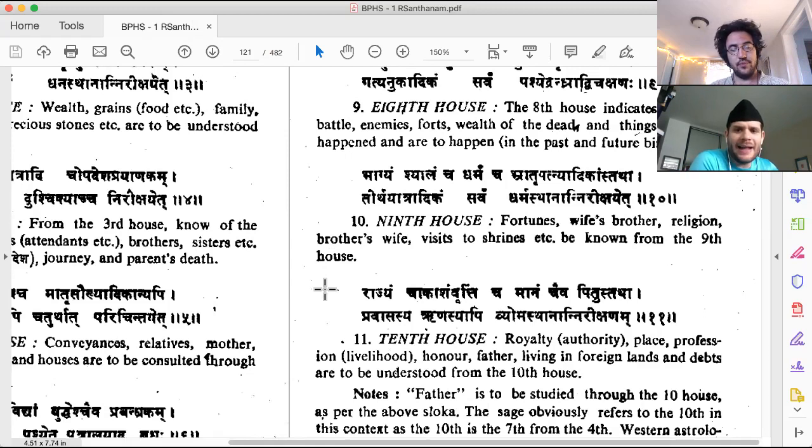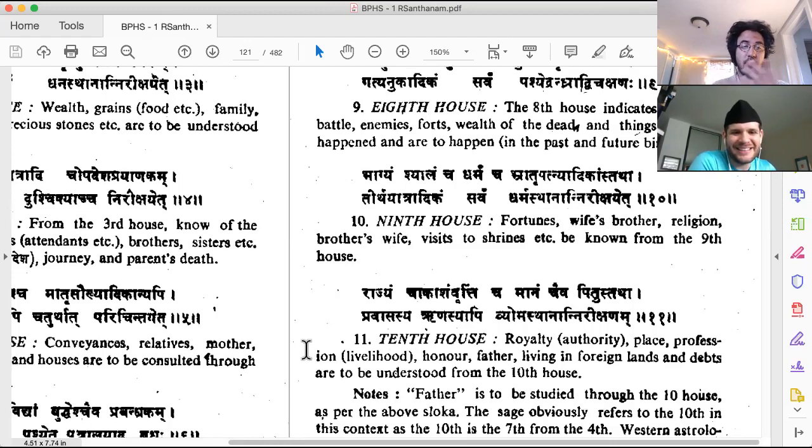And let's explain wife's brother, because it's the 3rd from the 7th, and brother's wife, because once again it's the 7th from the 3rd from Lagna. Right. I think you reversed those, right? Wife's brother because it's the 3rd from the 7th. Yes, I'm sorry. And brother's wife because it's the 7th from the 3rd. Yes. I'm sorry. You're totally right.